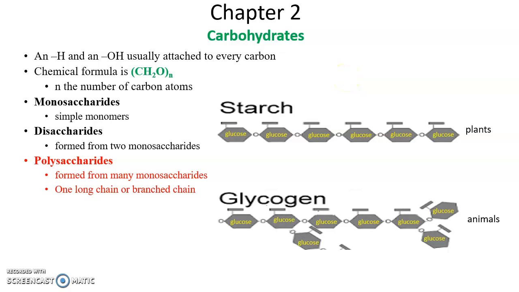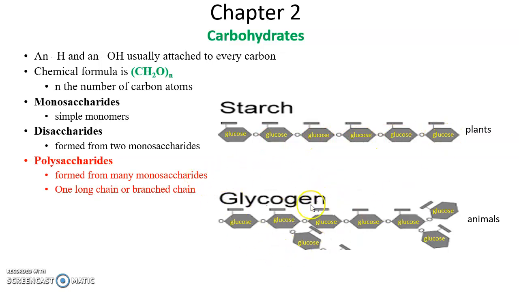Polysaccharides are when you have long chains of monosaccharides. Extremely long, could be hundreds, could be thousands of monosaccharides. So an example in plants is starch. Starch is a polysaccharide made up of many, many, many glucose monomers.